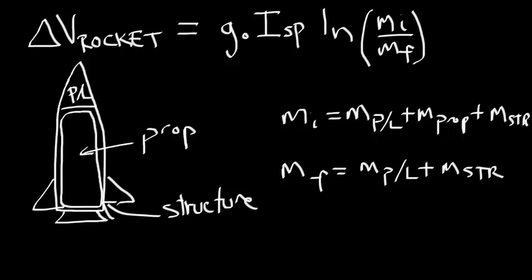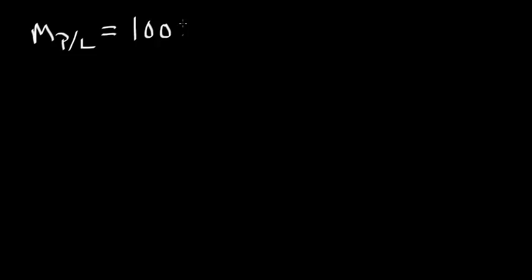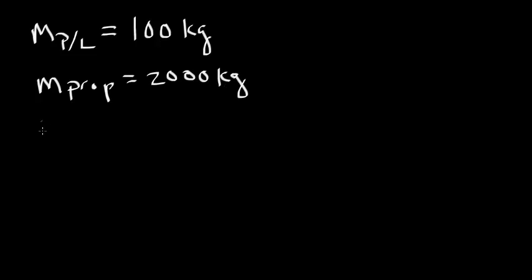Okay. So let's do a quick example of how we would use this. Let's say we have a rocket and we want to send, let's say, 100 kilogram payload up, and you'll notice with rockets a lot of times the propellant is most of the entire body. We'll say we have 2,000 kilograms of propellant, and we'll say that the structural mass is going to be 300 kilograms. I'm just picking these numbers out of the air.